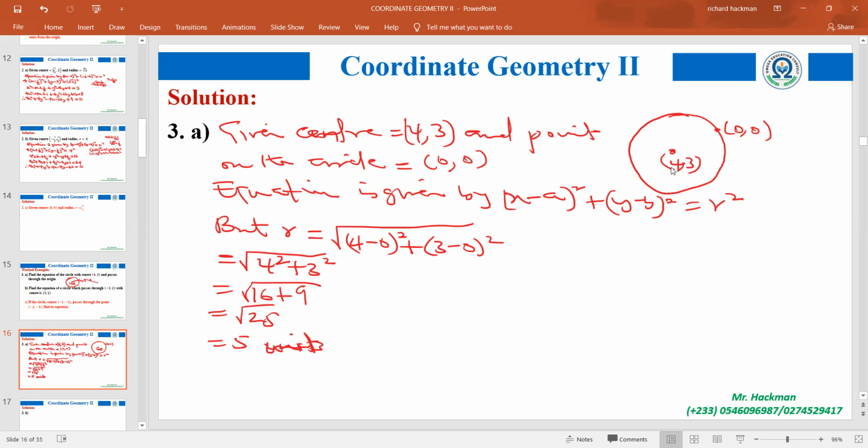So now you know your R. Once you know your R, you knew your A and B. So now you come and write: this implies you go and carry out a substitution. So you get x minus A, your A is 4, squared, plus y minus B, B is 3, squared, is equal to your R, which is 5, squared. So at this point, you should be able to proceed.